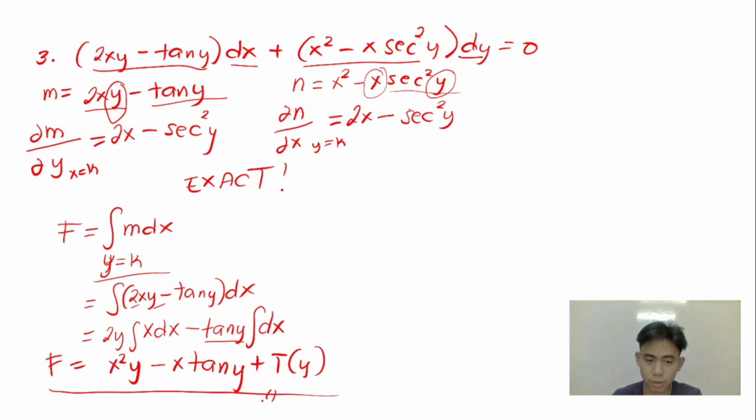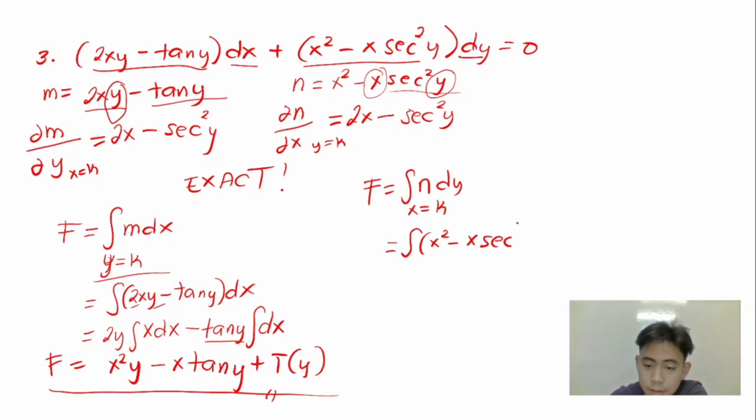Okay? So, ang second f natin is f is equals to the integral of n dy that x should be a constant. Okay? So, ano nga ba ang n natin? Again, ang n natin is yung makikita sa tabi ni dy, which is yung x squared minus x times secant squared y. So, the integral of x squared minus x times secant squared y dy. Okay? So, try natin yan.